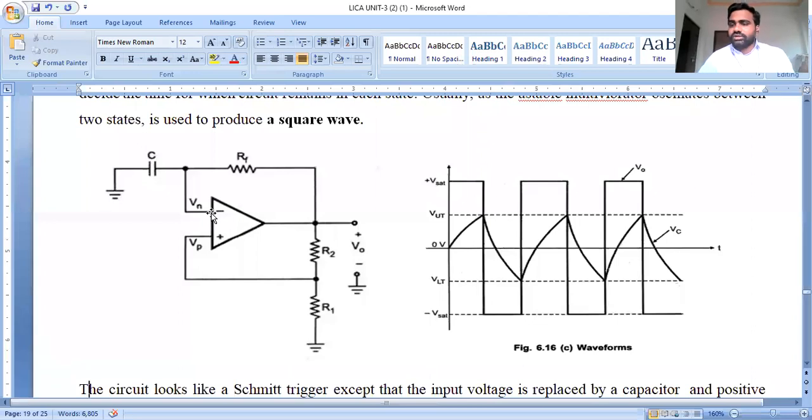That means the entire circuit of an astable multivibrator operates depending upon the capacitor operation. That means the capacitor will charge and discharge. Depending upon the capacitor charging and discharging, the astable multivibrator will operate. And we analyzed the behavior of an astable multivibrator through this particular waveform.